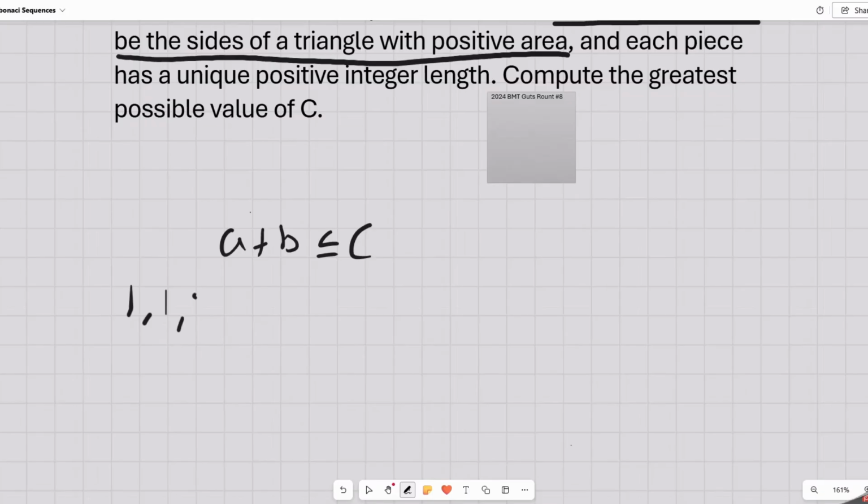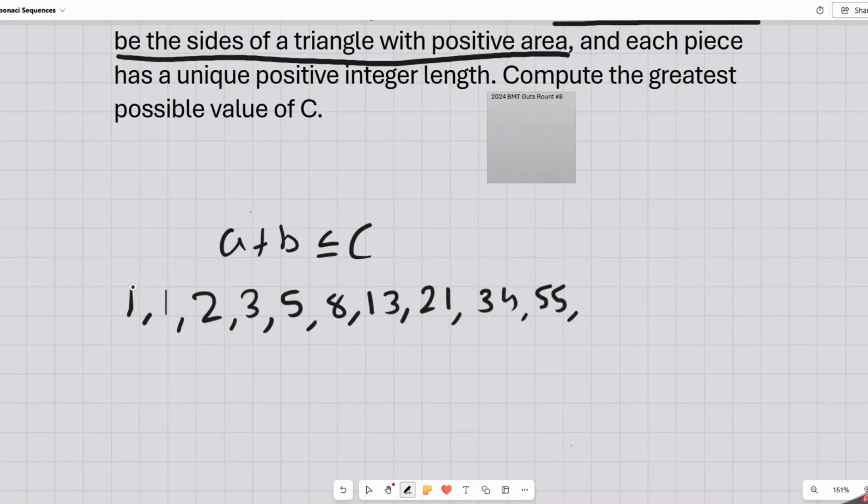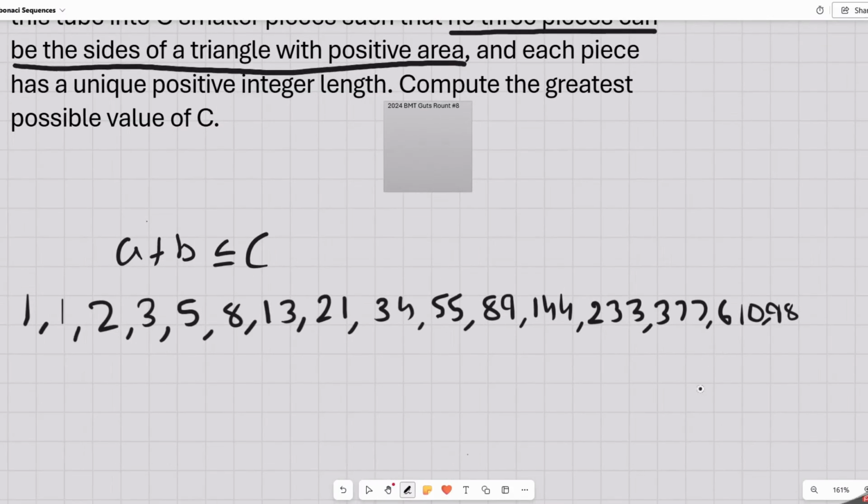1, 2, 3, 5, 8, 13, 21, 34. Then you're gonna have 55, 89, 144, 233, 377, 610, and 987. Let me just move this.